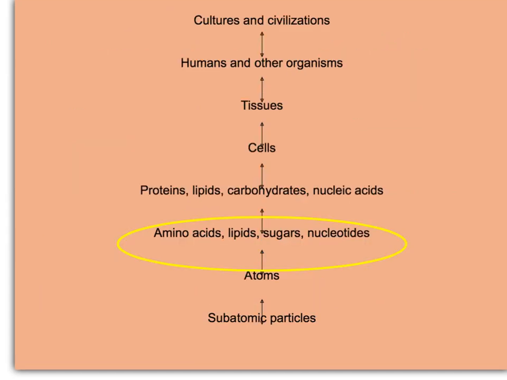All right, so we did atoms, and we talked about hydrogen, carbon, oxygen, and nitrogen. But we haven't really talked about the formation of amino acids, lipids, sugars, and nucleotides. This is where I usually tell students, you're going to need to learn the amino acid structures, because I want you to know what the amino acids look like, what lipids look like, what sugars look like, and what nucleotides look like. And that's going to be really important.